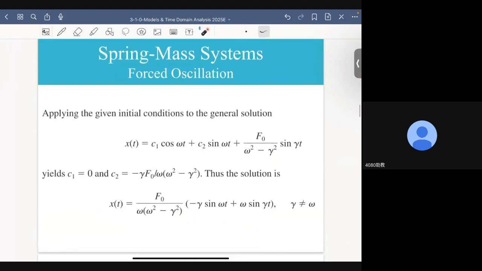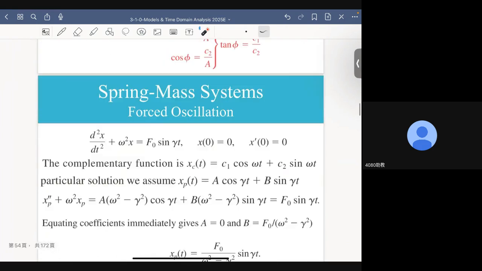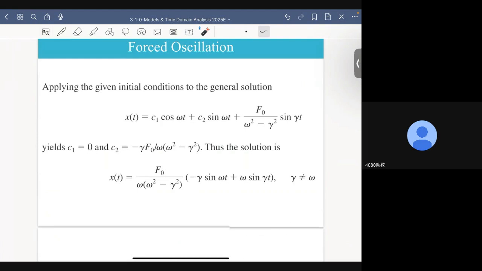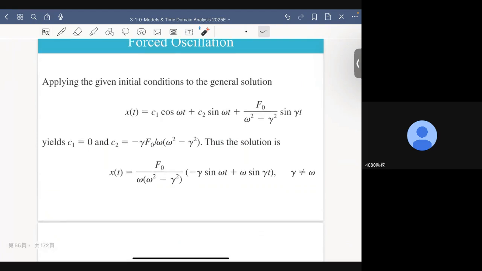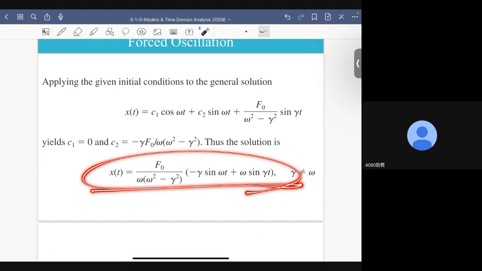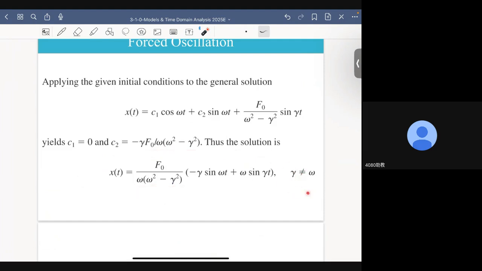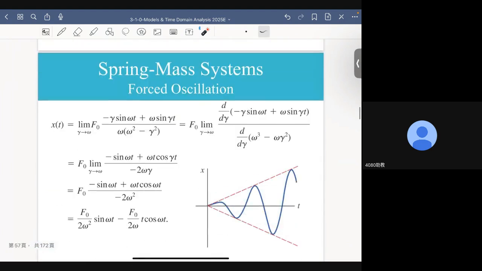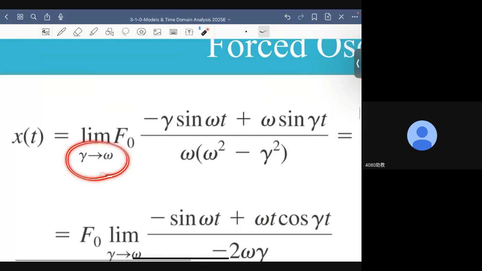Now, after applying the given initial conditions to the general solution, remember that here we have zero initial displacement and zero initial velocity. With those initial conditions, it can be shown that this is what I will get when gamma is not equal to omega, all right? Now, here, what we want to study is one particular situation, that is when gamma approaches omega, or simply gamma becomes omega.